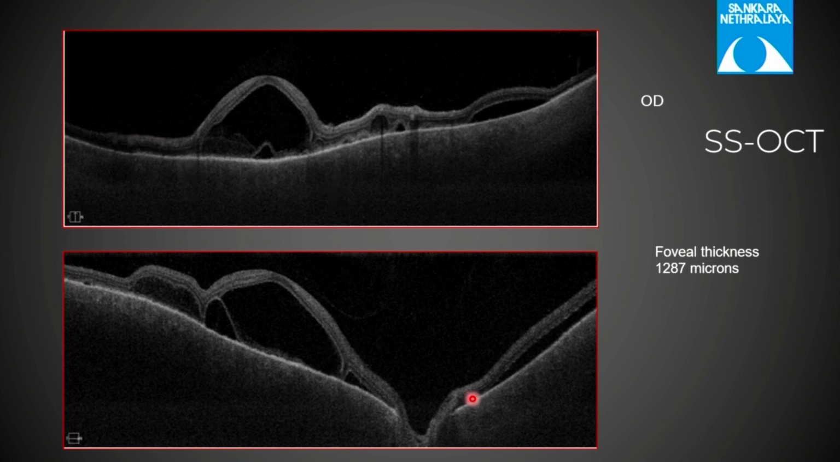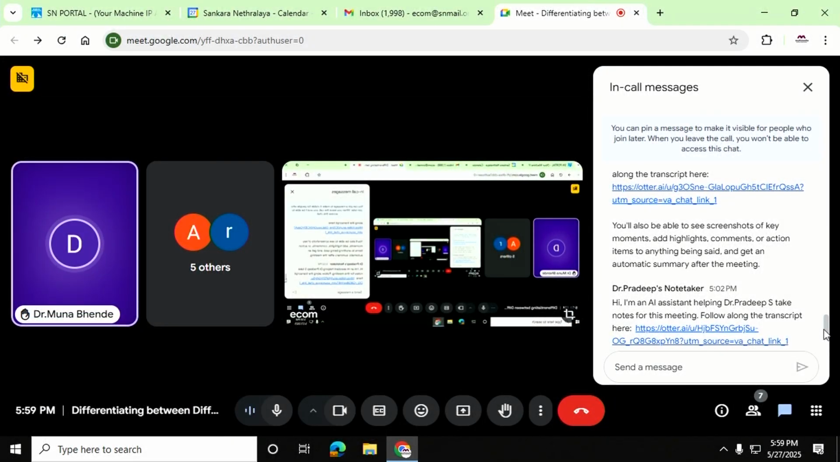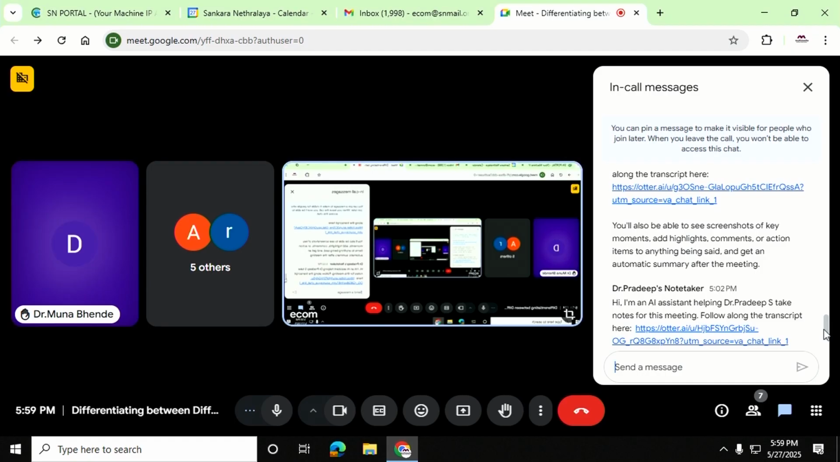Why do you say it is SSOCT, and what is the benefit of doing SSOCT? What does SS stand for? It's swept source OCT. Why swept source? What is the benefit of doing swept source in this patient? Ma'am, the scan acquisition time is faster with an SSOCT. The frequency of the A scan is faster, so we can easily pick up the.